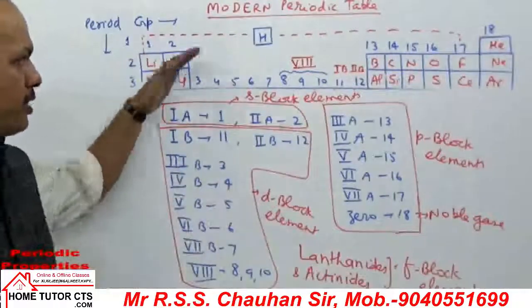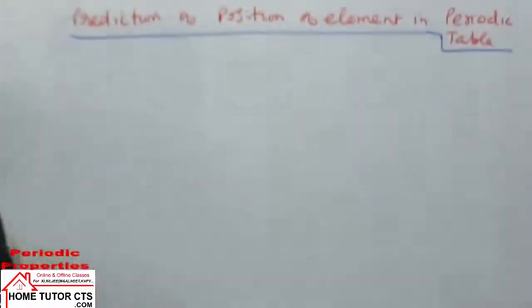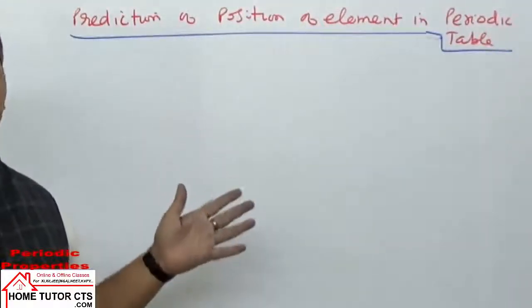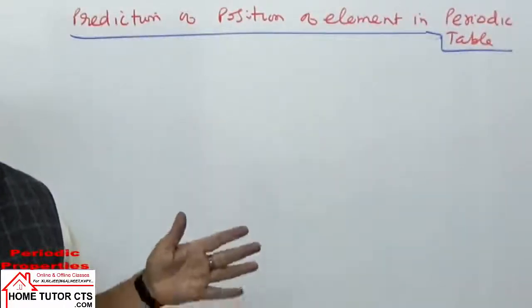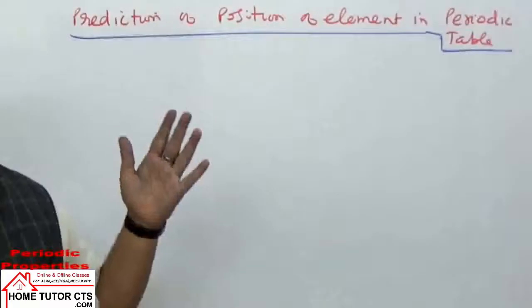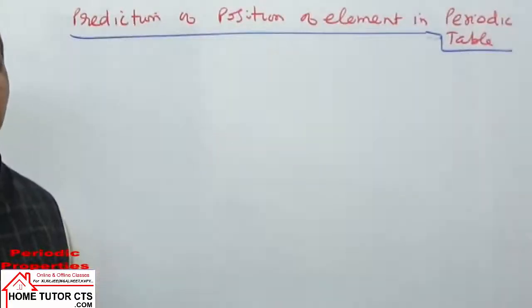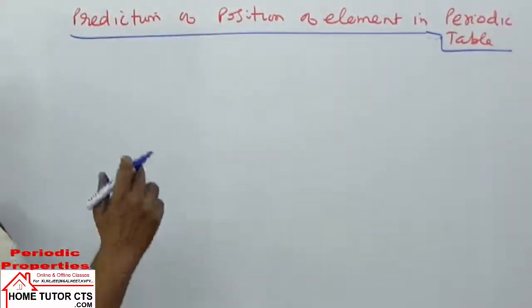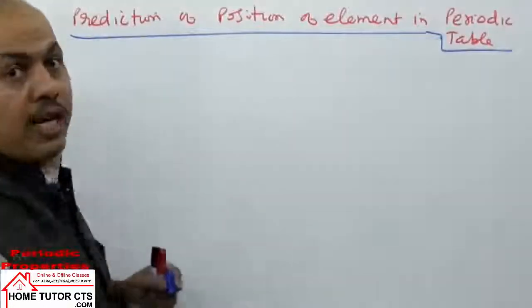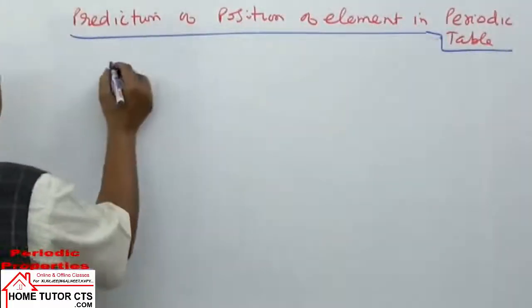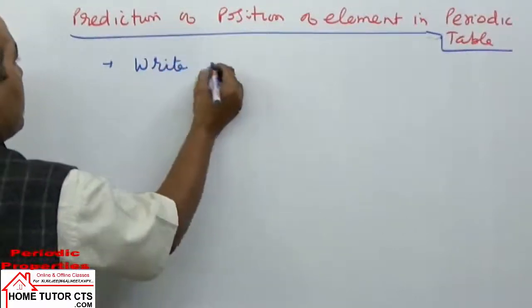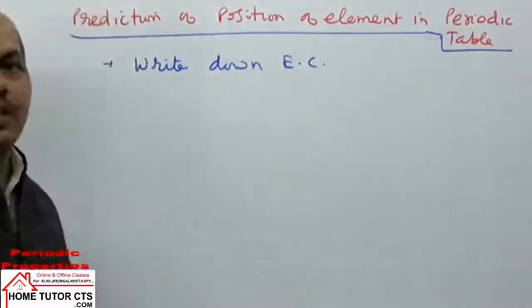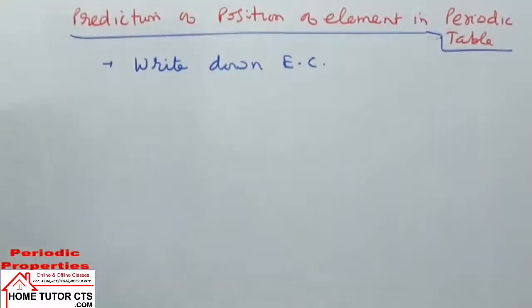How can we predict? Let us explain to you. Now coming to the next topic, prediction of the position of the element in the periodic table, that is, to which group, which period, and which block the element belongs. So basically we are determining the period number, group number, and the block. First, for the element, write down the complete electronic configuration.